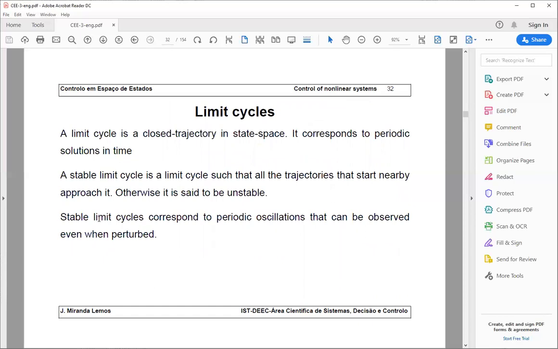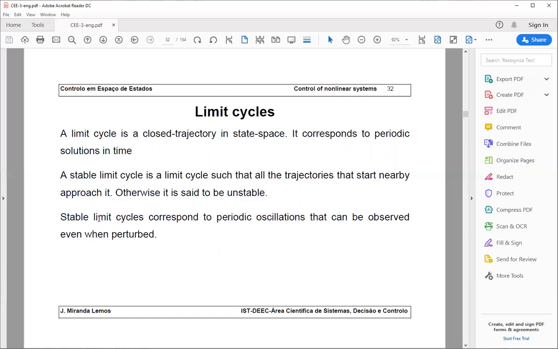Now, before we end this lecture, a few words about oscillations and limit cycles. So what is a limit cycle? It's a closed trajectory in state space. It corresponds to periodic solutions in time. Okay? A stable limit cycle is a limit cycle such that all the trajectories that start near approach it. If they do not approach it and they deviate from it, it is an unstable limit cycle.